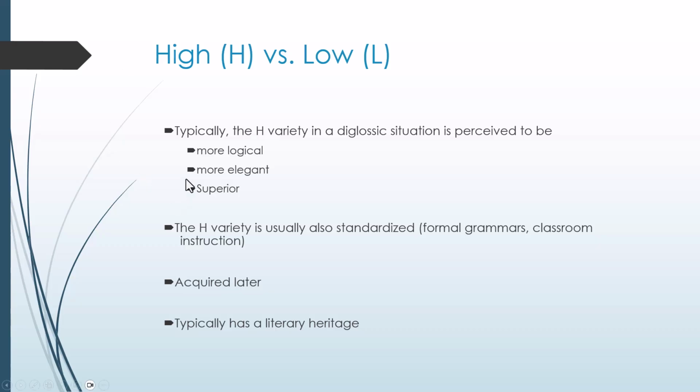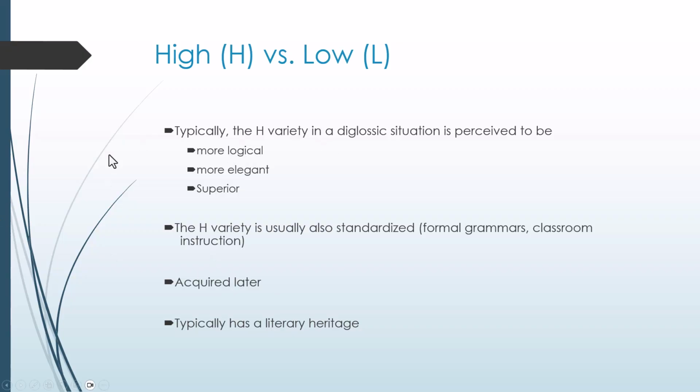It is thought to be more logical, more elegant, and superior. And excuse my French here, I'm going to be diglossic right now. That's bullshit, right? It's not more logical, more elegant, or superior, but the people who speak it think they are, and they want to present that as true. The high variety, for instance, in Arabic or in German, is the variety that's going to be used more often in a business setting. It's going to be used more often in a university setting, right?